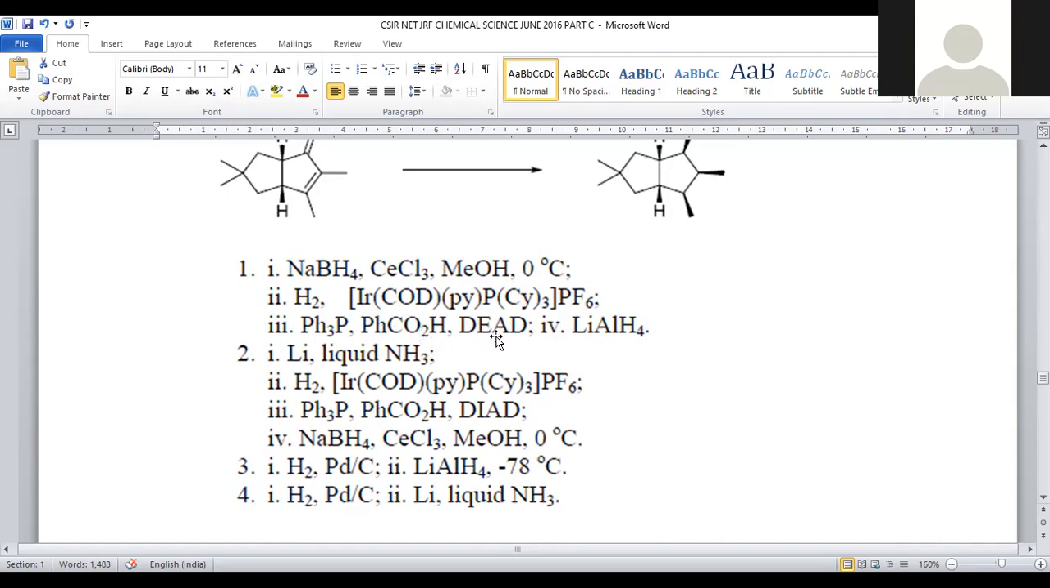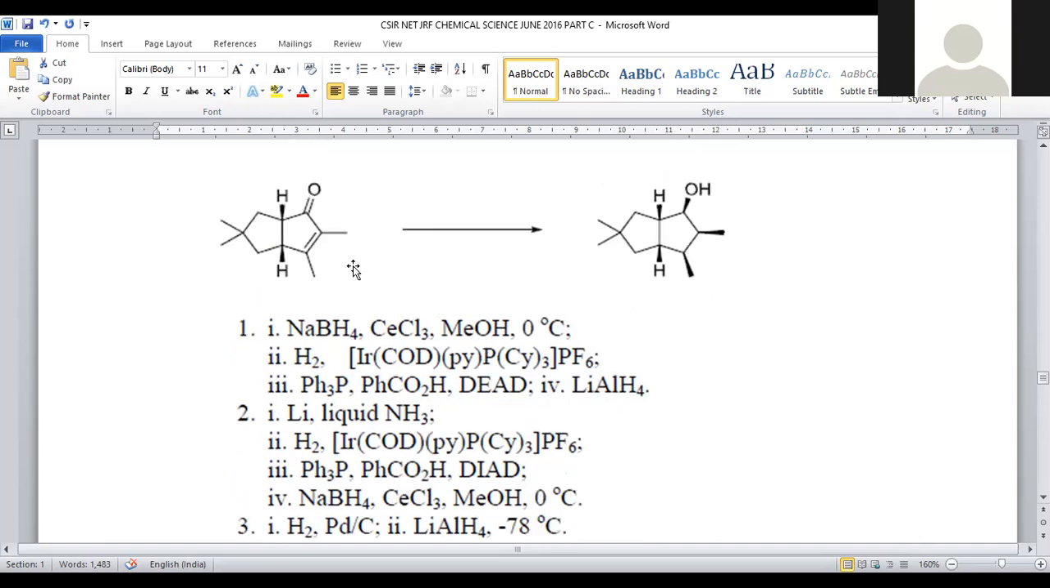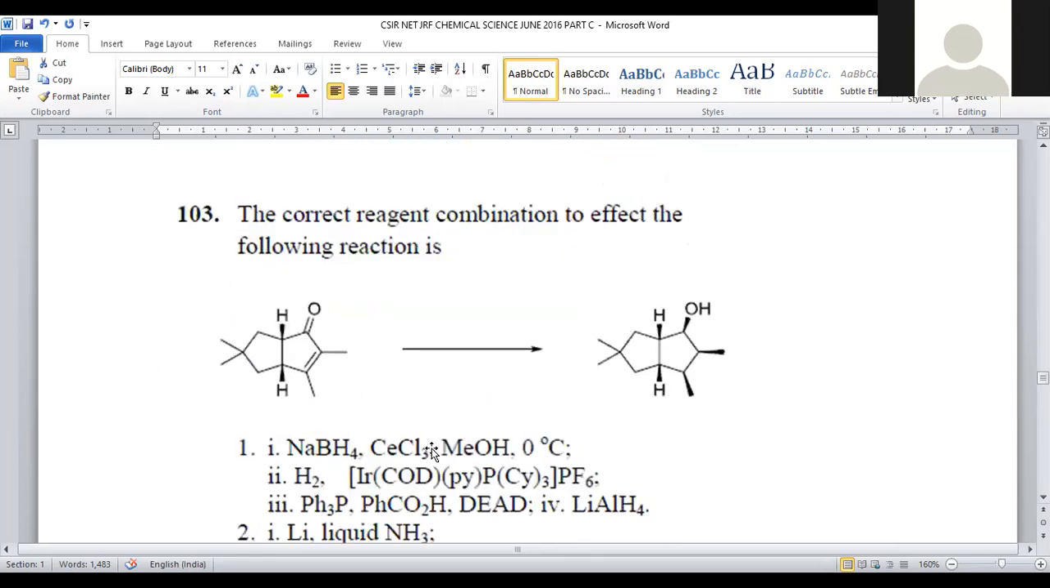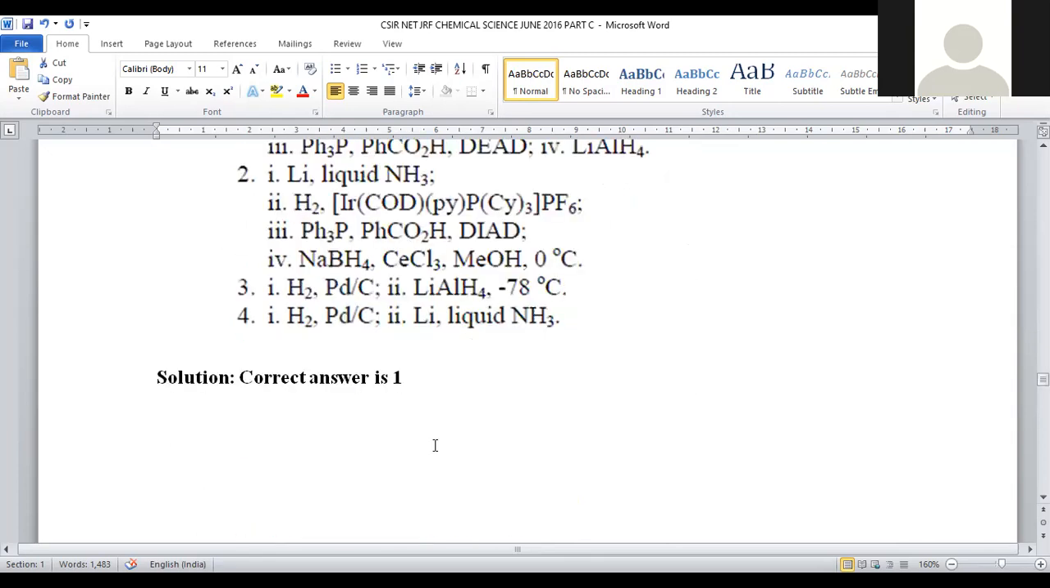PPh3, benzoic acid, this is called Mitsunobu, which is selective for the conversion of OH into ester. Lithium aluminum hydride, the ester is further converted into the OH functional group. So this is the correct order of sequence. So for question number 103, option number 1 is the correct answer.